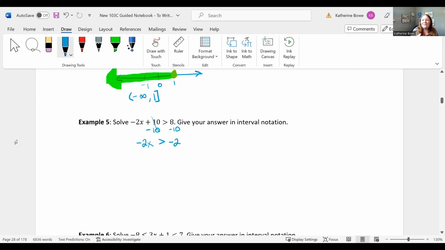Now, to get the x by itself, I need to divide by what is multiplied by, which is negative 2 in this case. Now, in this case, we need to be really careful because we are dividing by that negative number. My negative 2's cancel, but now I need to flip the direction of the inequality. So anytime you divide by a negative number, flip the direction of the inequality.